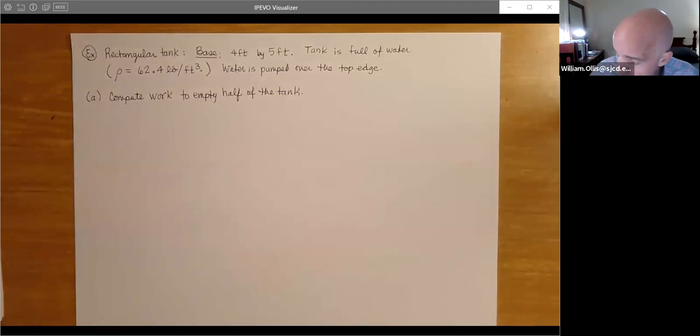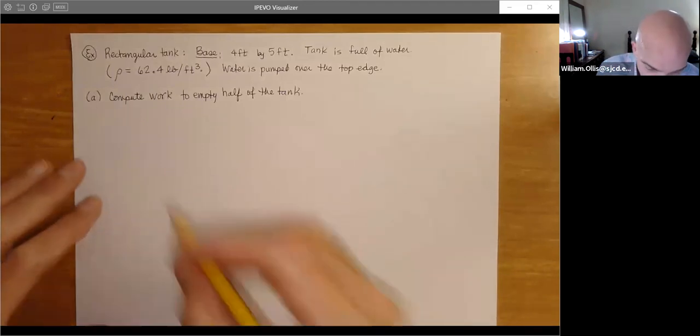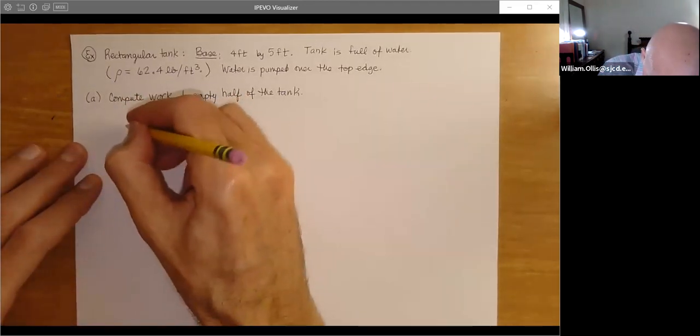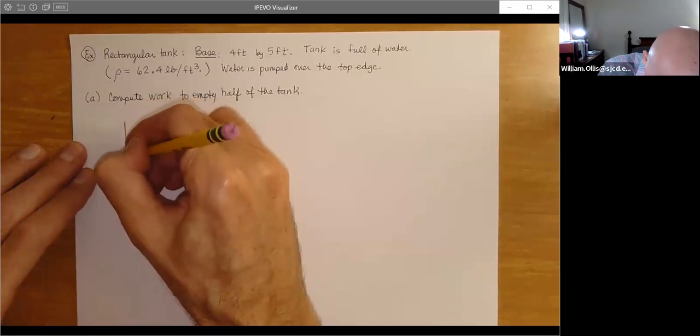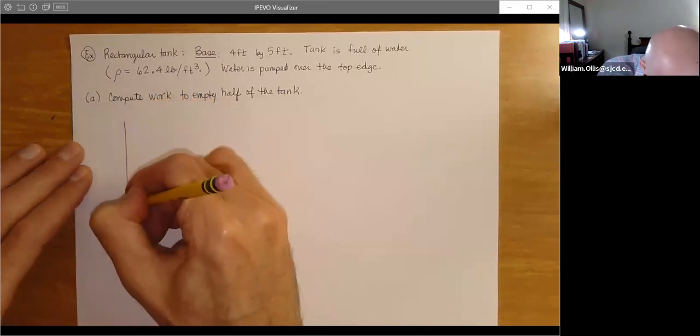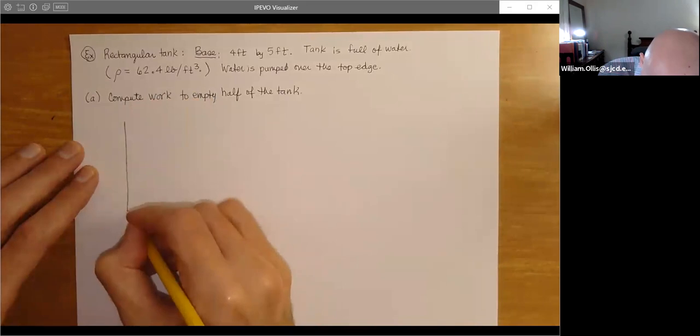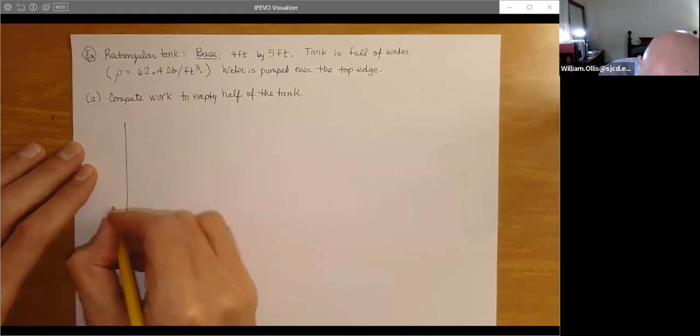So let's just go ahead and draw a picture of what we have. Again, this doesn't have to be Rembrandt, but it's nice to have just kind of a little visual of what's going on.